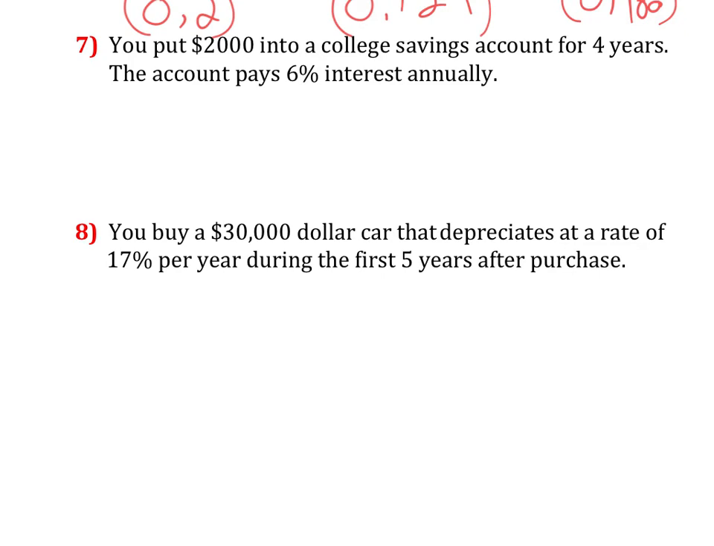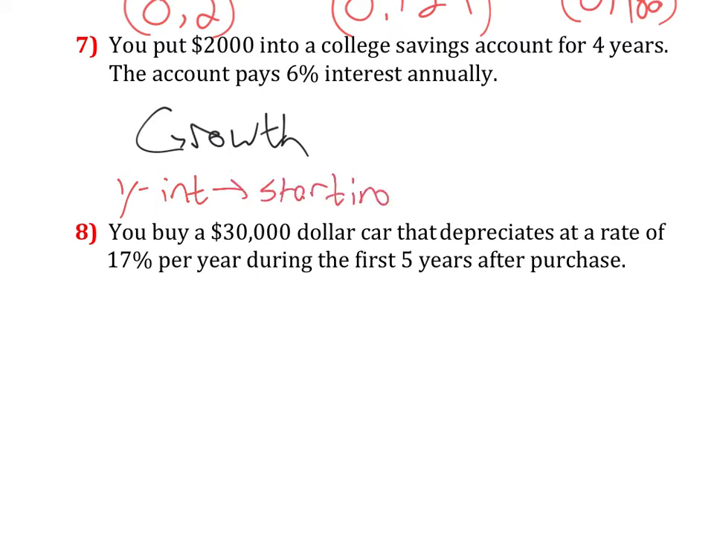You put $2,000 into a college savings account for 4 years. The account pays 6% annually. Well, if you're saving money here, I'd like to think that that would represent growth, right? Because you're retaining your original value of $2,000, but every year on top of that, you're getting a 6% growth. So this would be growth. Now the y-intercept is also going to be the starting value, and in this case, that would be 2,000.